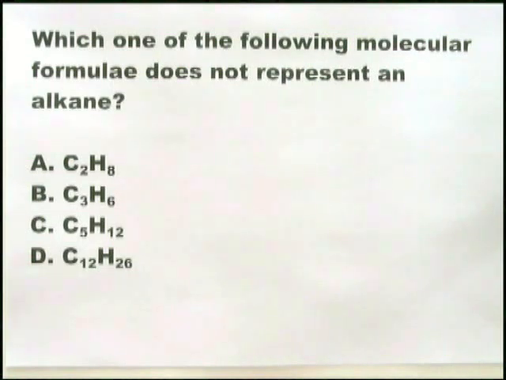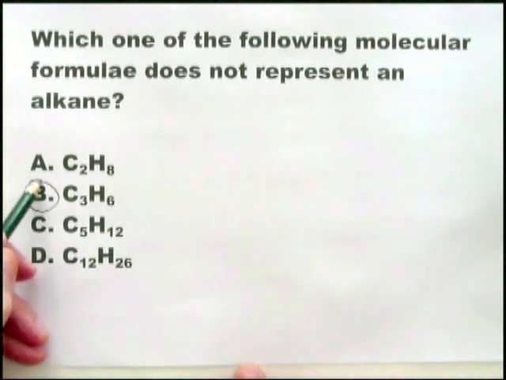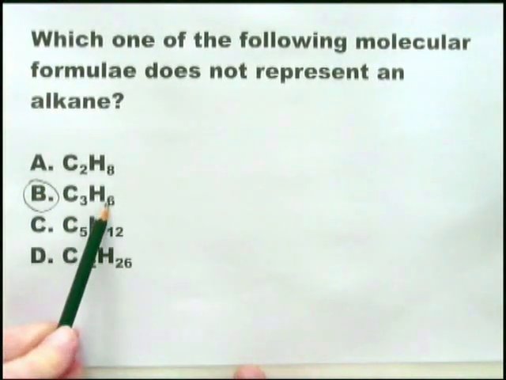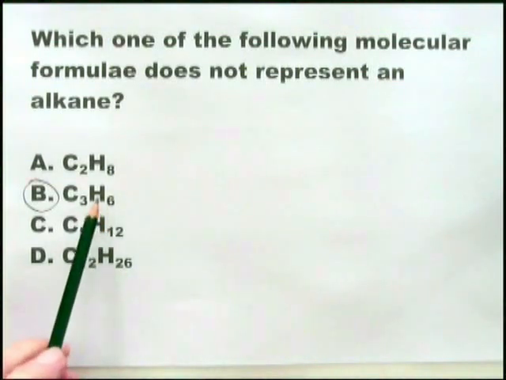This is one of those questions where you need to know what an alkane is. And I hope you've studied sufficient alkanes so that you could recognize them immediately. And therefore recognize the ones that are not alkanes. And when you look at this list, you should see immediately that this one is not an alkane. Where you have C3H6, that is clearly not an alkane, that is an alkene.